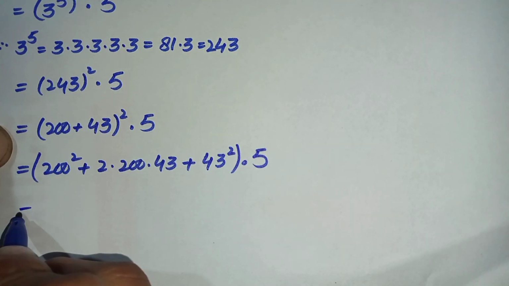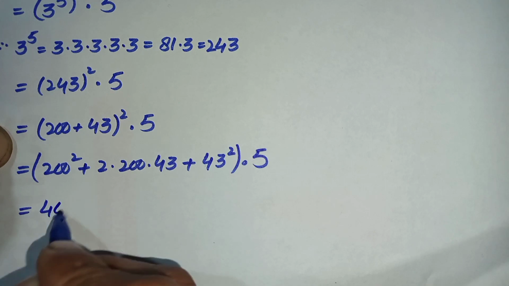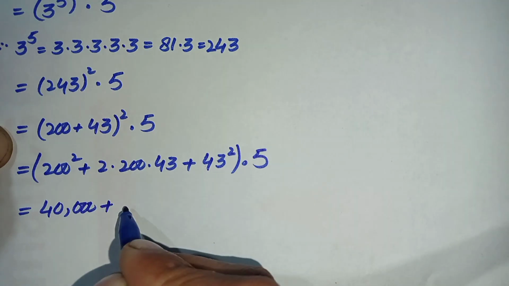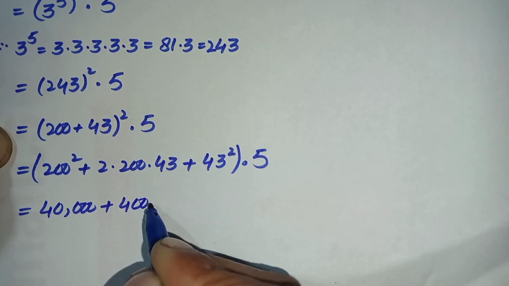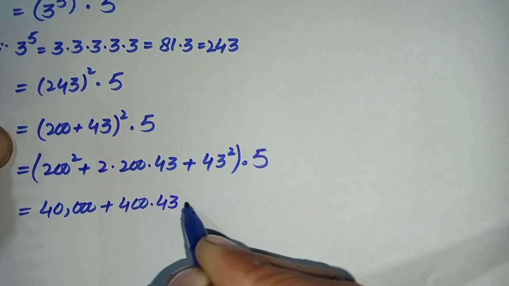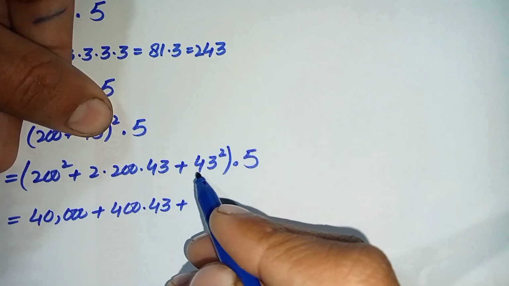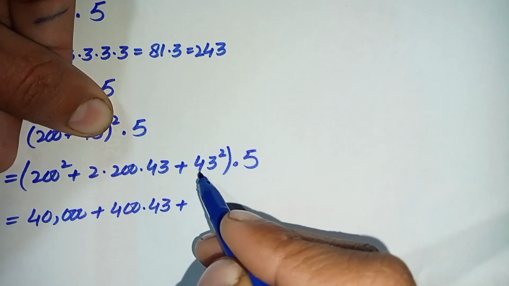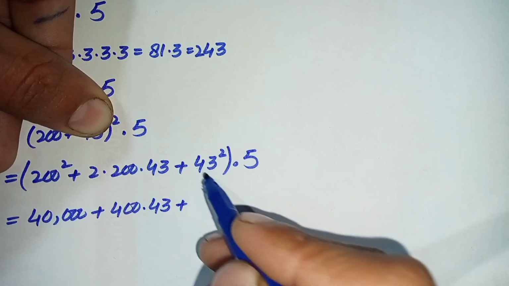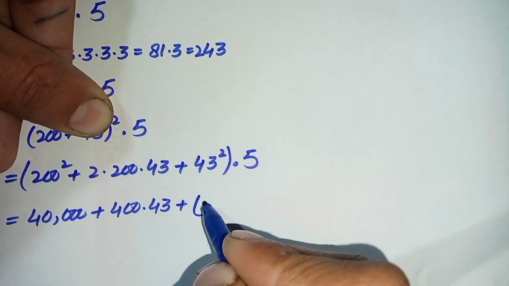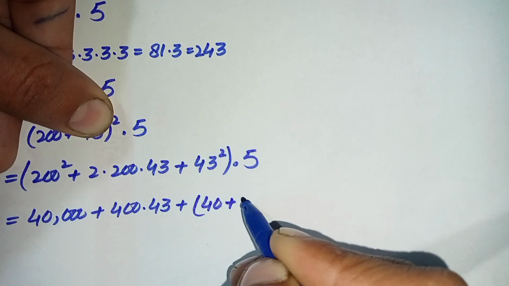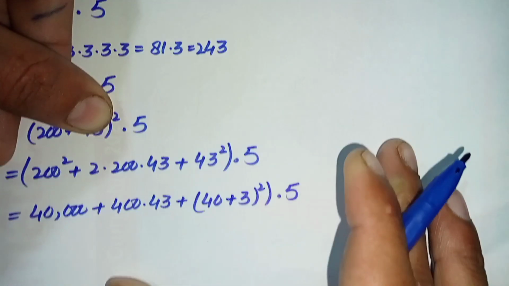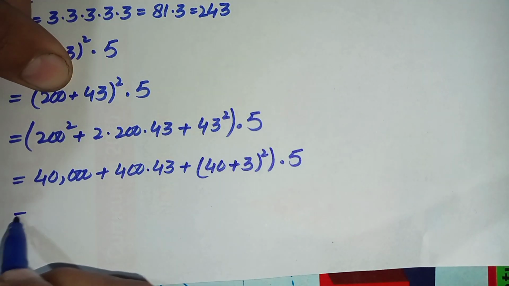So it will become 200 square is equal to 40,000 plus 200 times 2 is 400 times 43 plus, here we can solve 43 square by ordinary multiplication by multiplying 43 with 43. But here again I will use an algebraic formula to solve it. So we can write 43 as 40 plus 3 whole square times 5. So let us further simplify this equation.